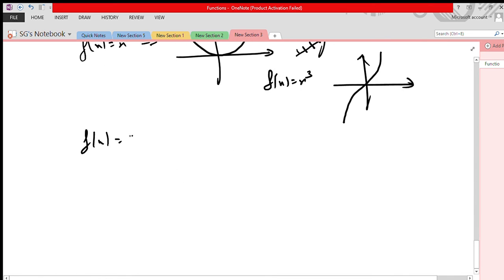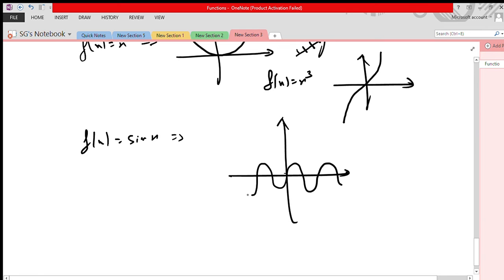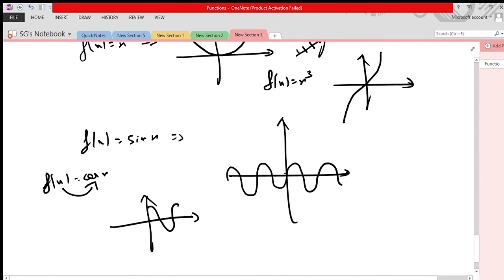f(x) equals sin x will have a sinusoidal graph, which looks like this. Clear? You can have f(x) equals cos x, where x is transformed to its cosine. So it will have a curve like this. Okay, so you can take an x from here, let's say.